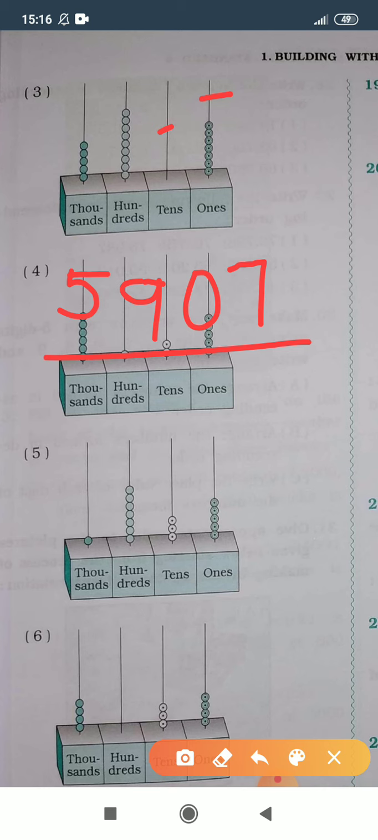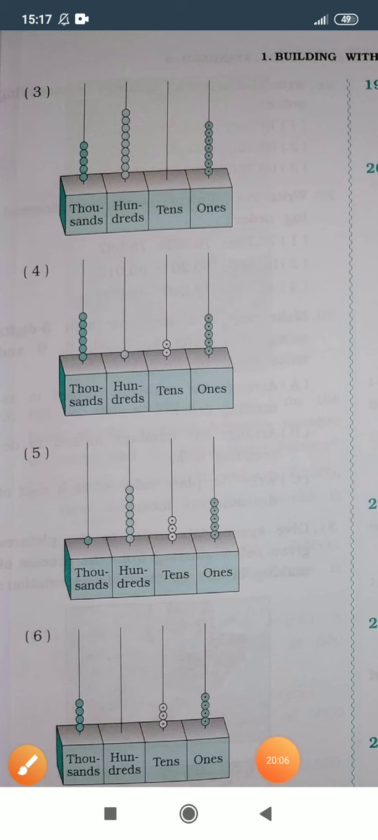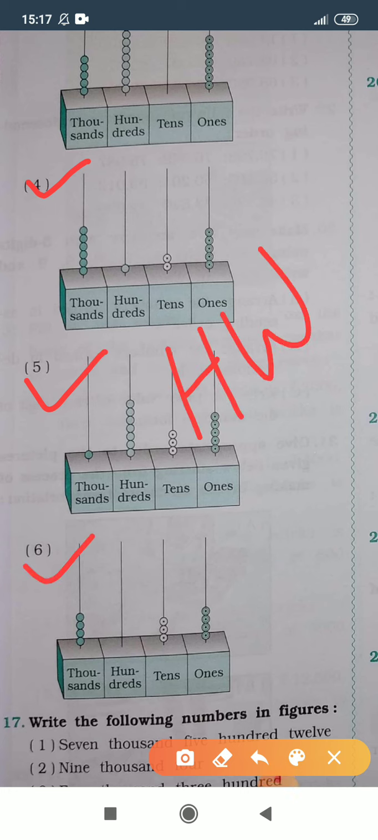So how will you pronounce this? 5 is on 1000 place, 9 is on 100 place, 0 is on 10's place, and 7 is on 1's place. Then the last two digit number will be pronounced together. So 5907. Now question number 4, 5 and 6 you need to do in your homework.